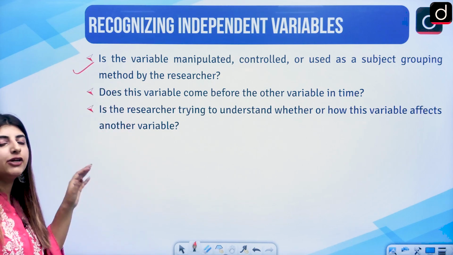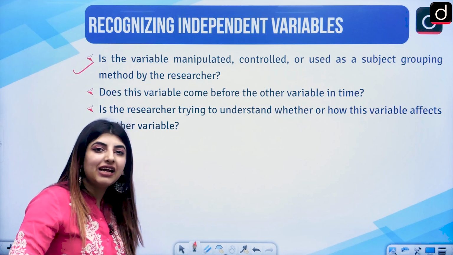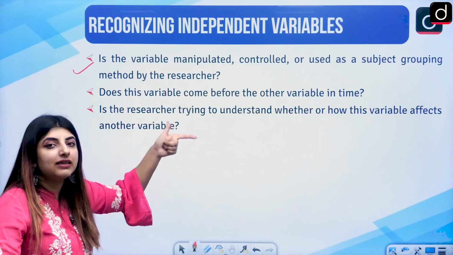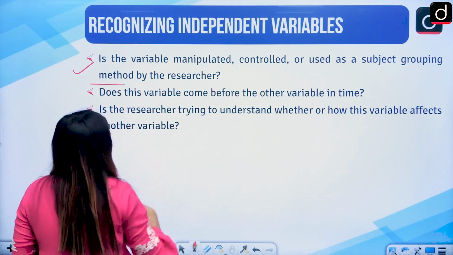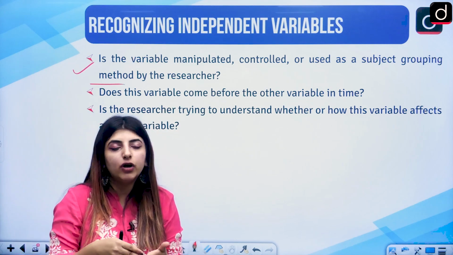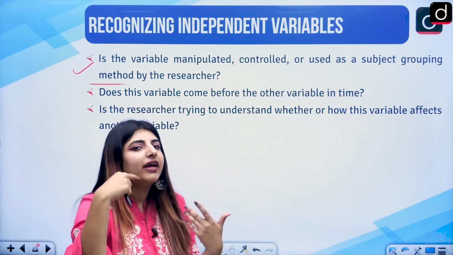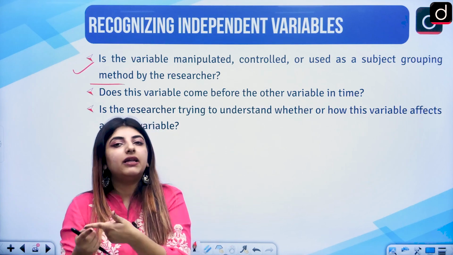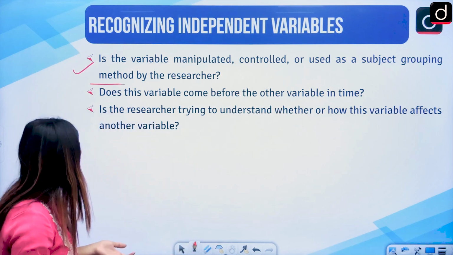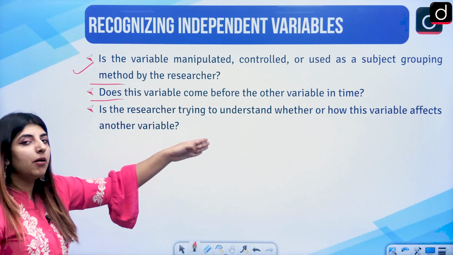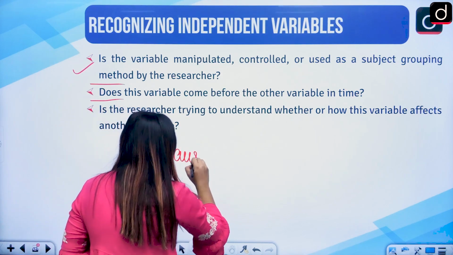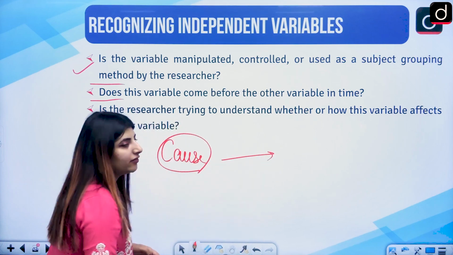Recognizing independent variables: these are the questions that you all should be asking yourselves. Is the variable manipulated, controlled, used as a subject, grouping method by the researcher, right? This is for the independent variable. These questions are for identifying or recognizing that the variable I'm talking about is being manipulated, controlled, changed anywhere? Does this variable come before the other variable in time? Because of course, you will need the cause to be there, only then you will see the effect.